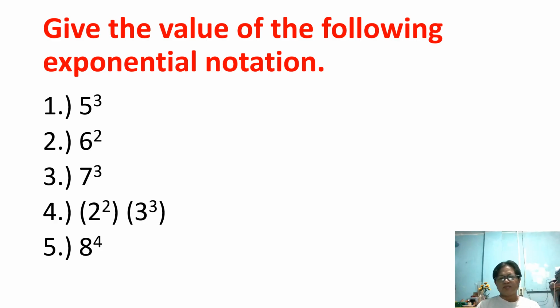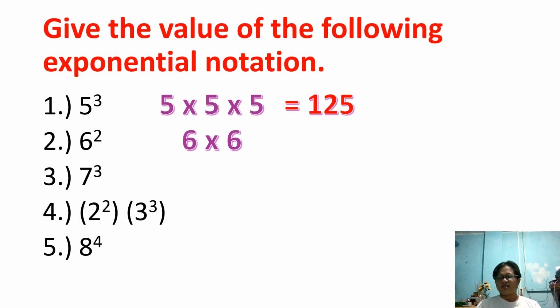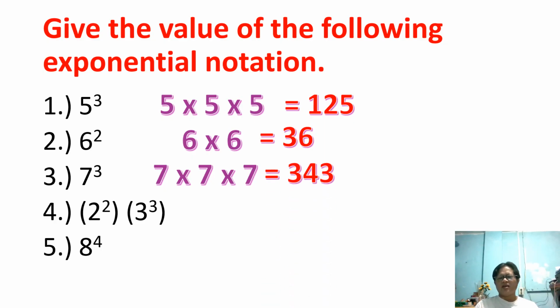Okay, how did you expand 5 cubed? Very good. It's 5 times 5 times 5. It is equal to? Yes, it's 125. Next, 6 squared. Very good. And it is equal to? Yes, so simple, right? Okay, number 3, 7 cubed. 7 times 7 times 7, and it is equal to? Okay, 343. What about this one?